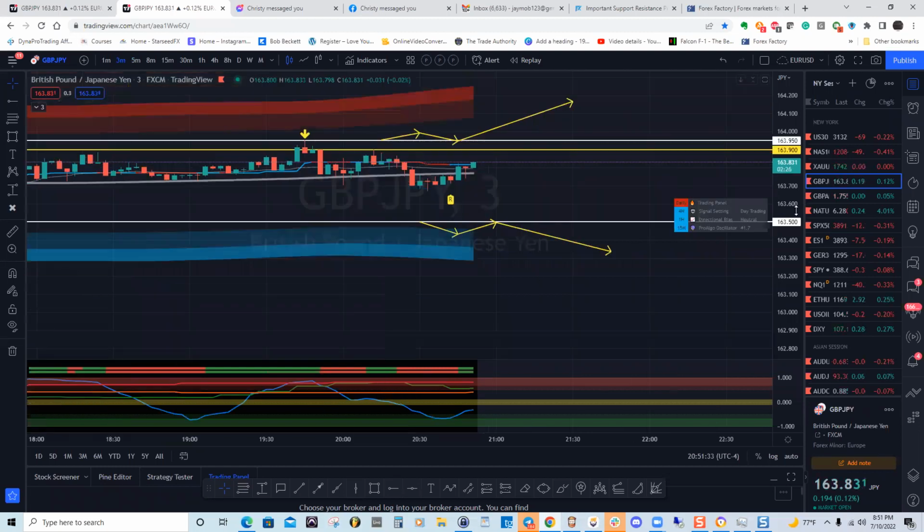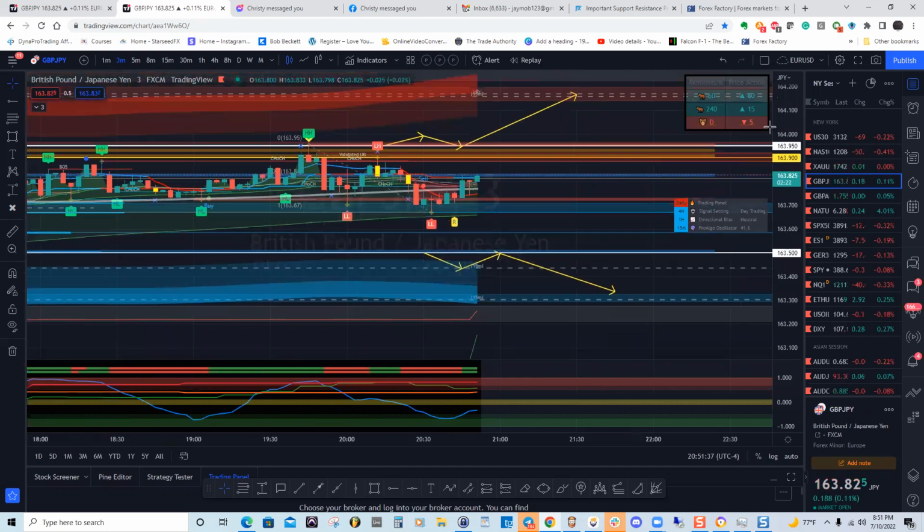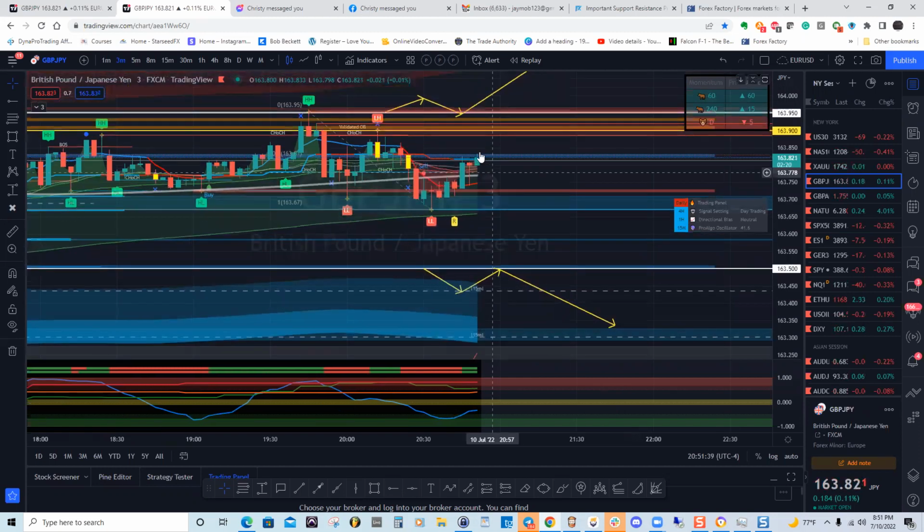Maybe. Where's the scalp going to be? It's going to be right here. So if it hits this level up here, let's see what it does. Maybe it's 1-minute time frame. See if you can scalp something real quick.